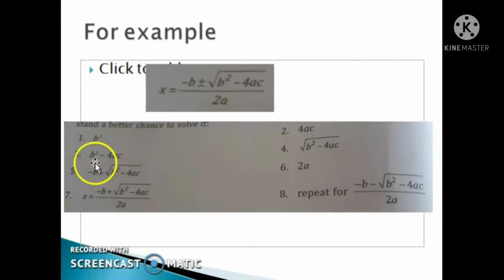4ac, then b² - 4ac, then the square root of b² - 4ac, then -b + √(b² - 4ac), then 2a, then x = (-b + √(b² - 4ac)) / 2a. Repeat for x = (-b - √(b² - 4ac)) / 2a.